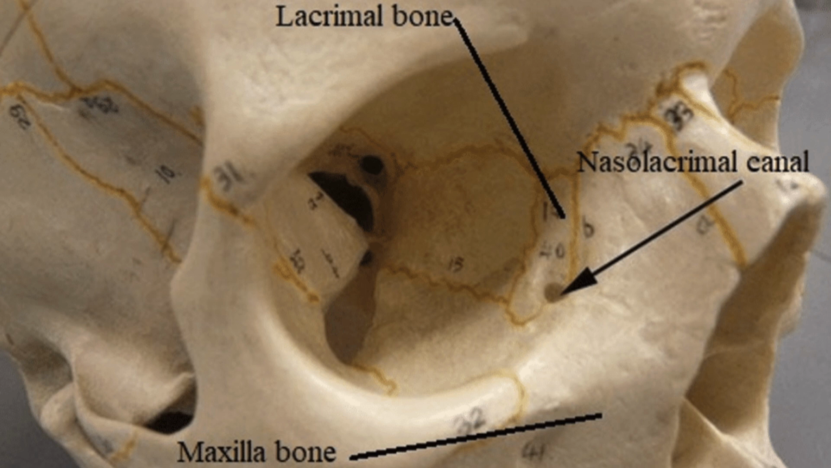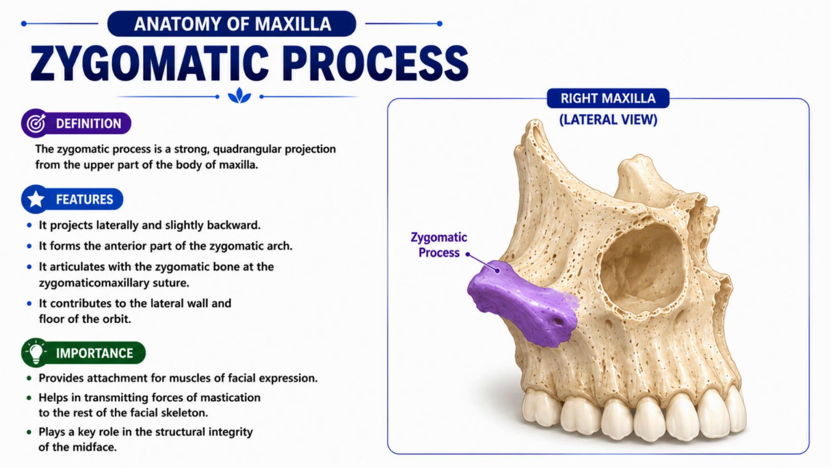Next, the nasolacrimal canal. Okay, this nasolacrimal canal is also formed by the contribution of the medial border of the body of maxilla and the lacrimal bone. Okay, then the processes of the maxilla one by one, starting with the zygomatic process.